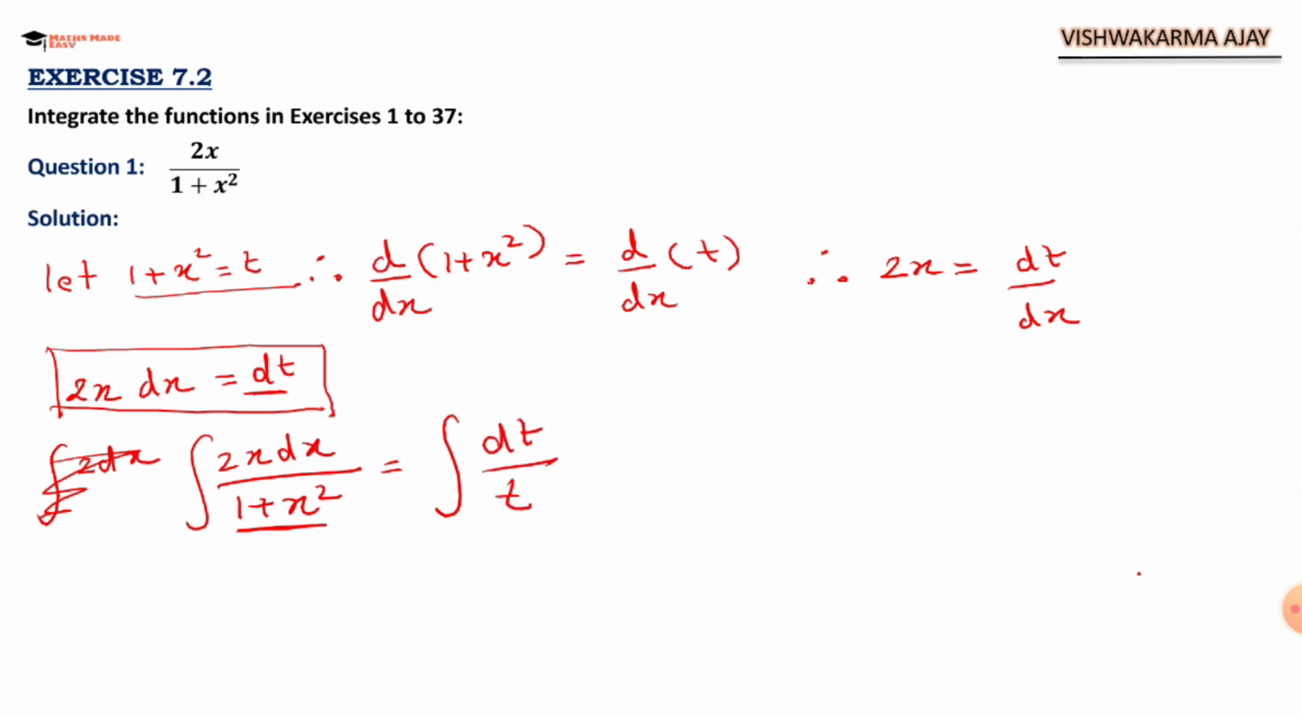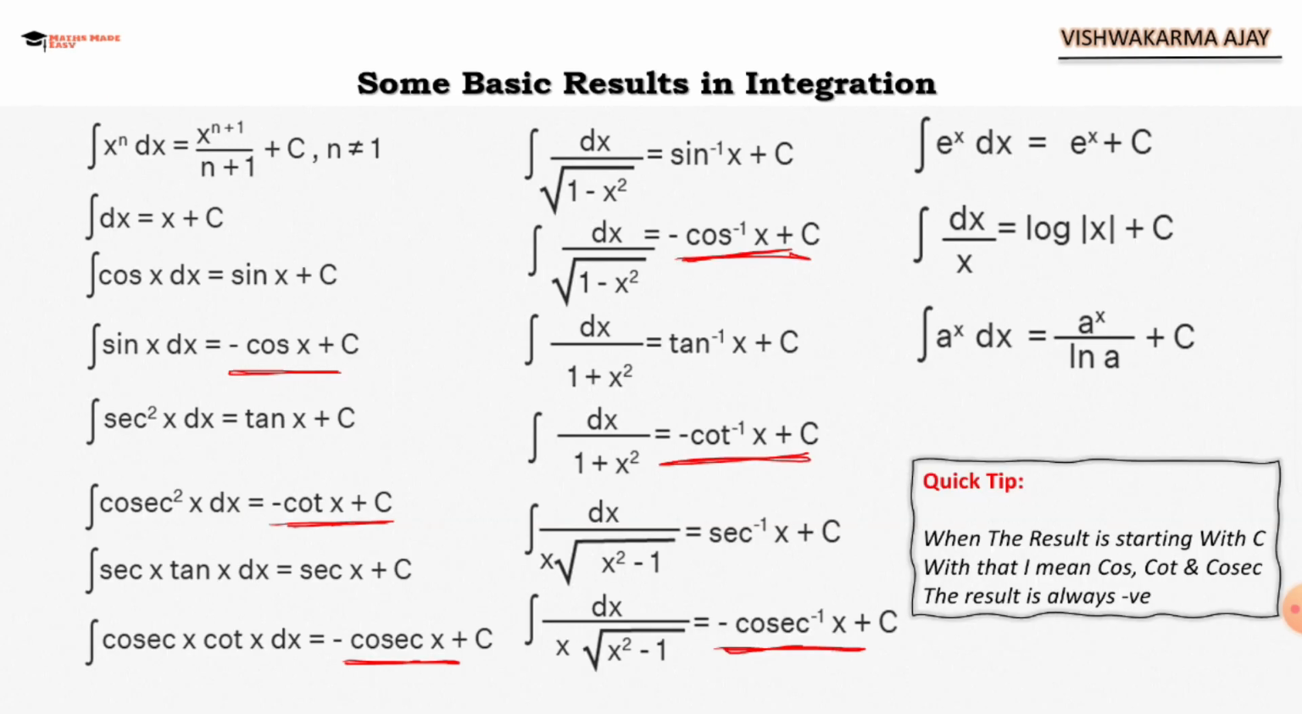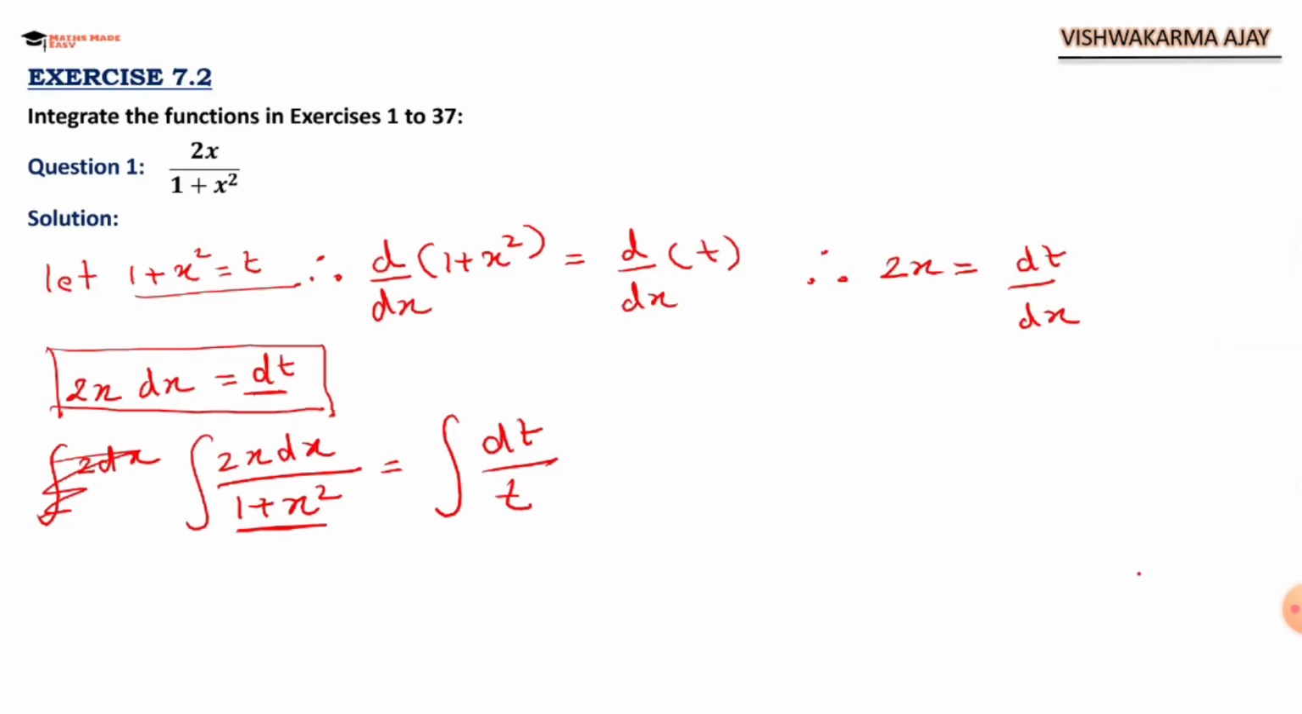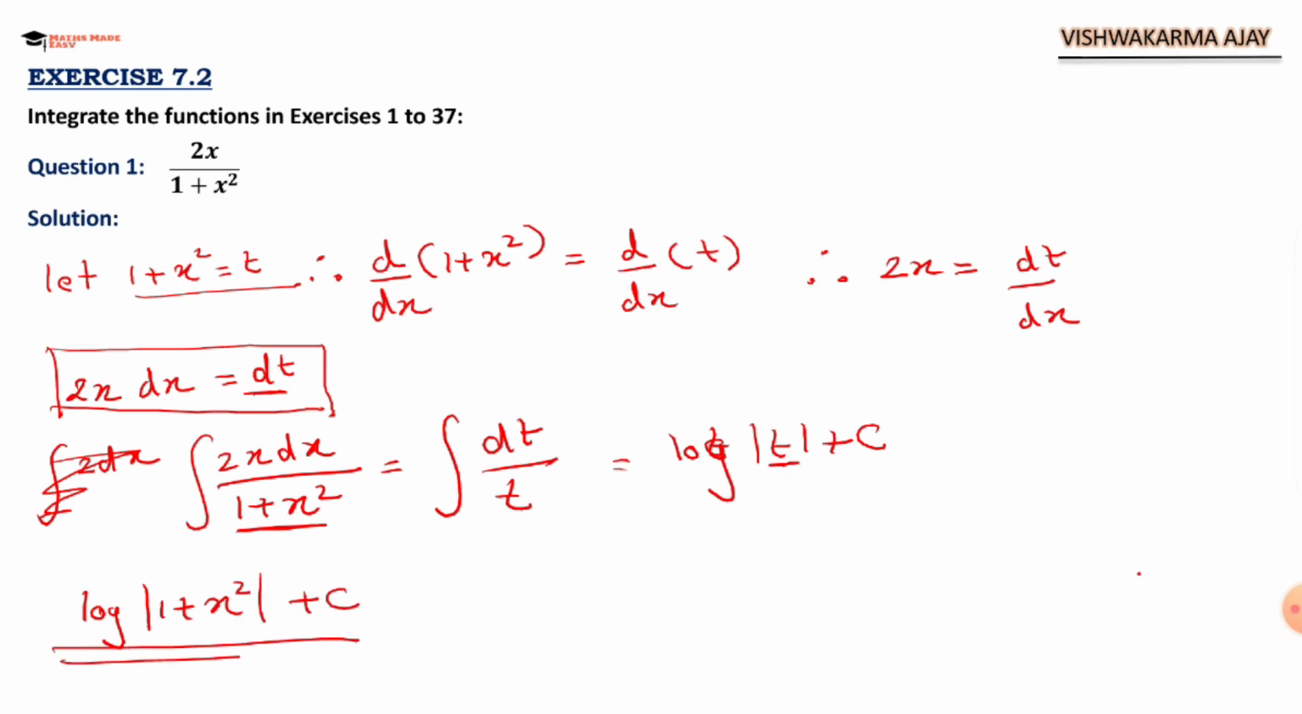Now, if you remember the previous slide, the formula: when we integrate 1 upon x, we get log x. So here we can write log of t plus c. But don't forget to resubstitute the value of t. So our final answer is log of 1 plus x square plus c. I hope you got this question. Let's move on to the next one.